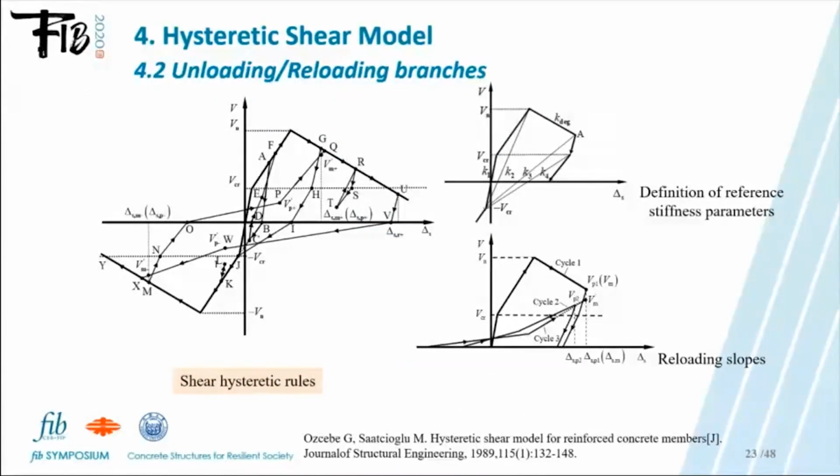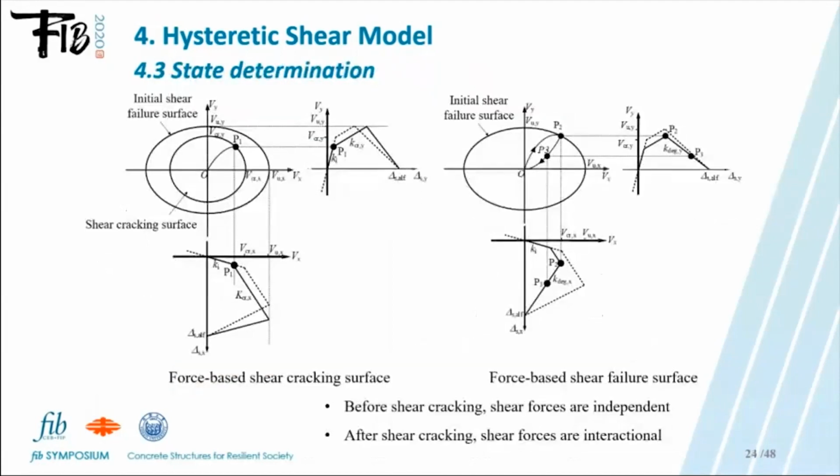Setzler and Sezen's hysteretic shear model was revised and recalibrated in this study to expand its application to the post-peak range when shear strength decay is significant. As shown on this slide, reference stiffness parameters K1 to K4 are defined to prevent extraordinarily flat unloading slopes.